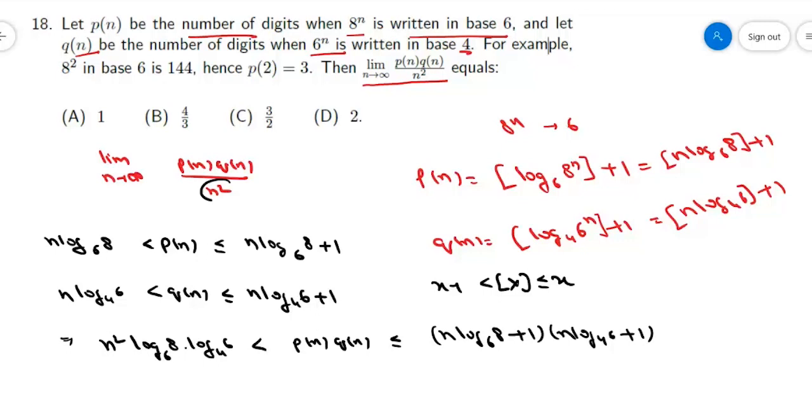So now I need to find this limit. So I need to divide it with n square. So I'll also divide it with n square, and I'll take this limit also, as n tends to infinity.